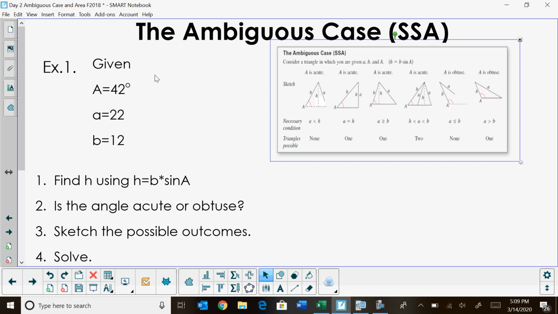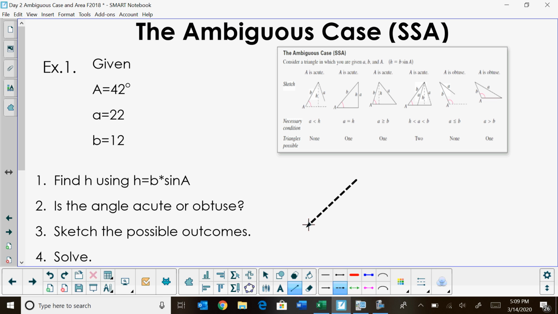Okay, we're looking at angle A is 42 degrees, side A is 22, and side B is 12. So let's compare A and B. A is larger than B. Well, that would be true right here, but A is not obtuse. So let's look at this scenario. A is larger than B. That means we're only going to create one triangle. So let's solve that triangle, okay?